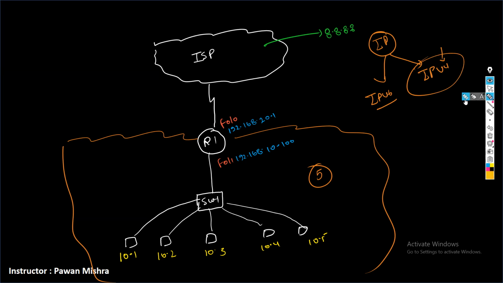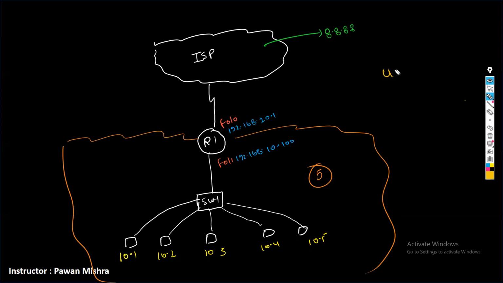So in IPv4, what is the size of the IPv4 address? That is 32-bit. If I take a calculation, 2 raised to power 32, it is approximately 4 billion, right? So in IPv4, how many IP addresses are available right now? In IPv4, we have 4 billion IPs, right?